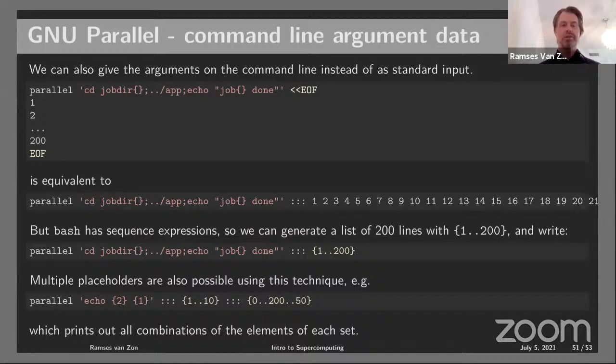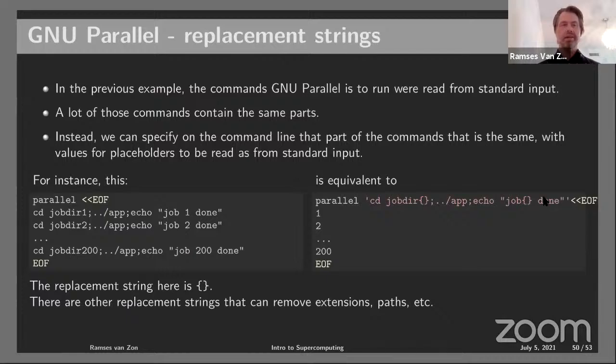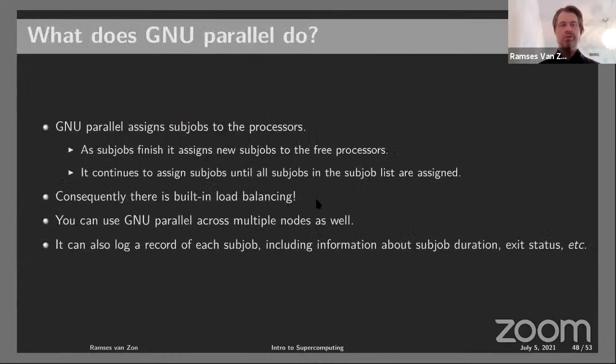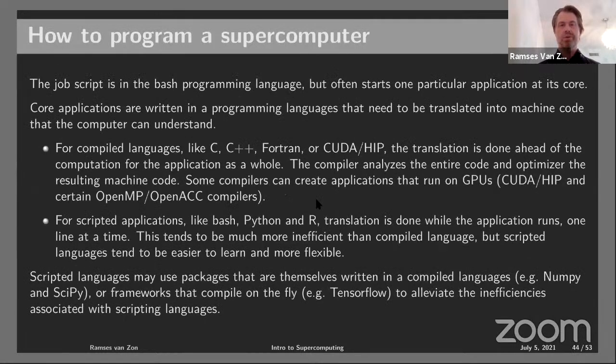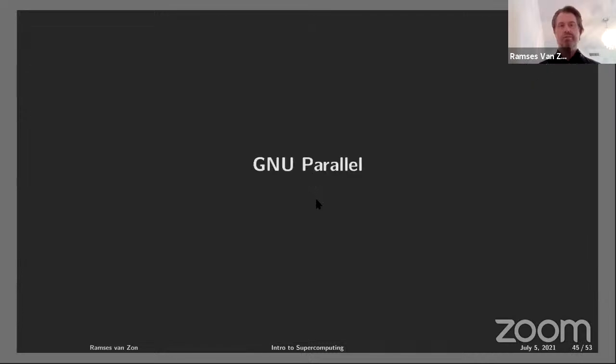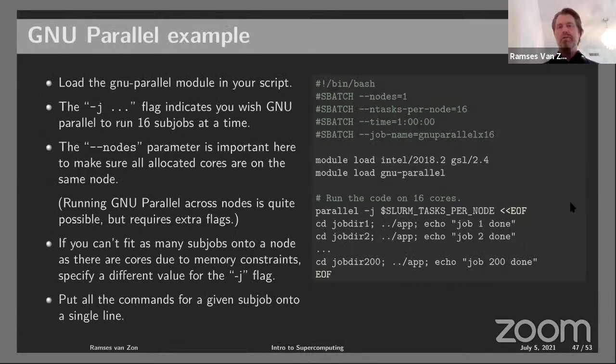Okay, so from one step back, more steps back. Remember when we're running here, parallel is just a script that takes some input and uses that to create subjobs, in this case, 200. And then one of the features of this script is that it can run them in parallel with slurm task per node at the same time.